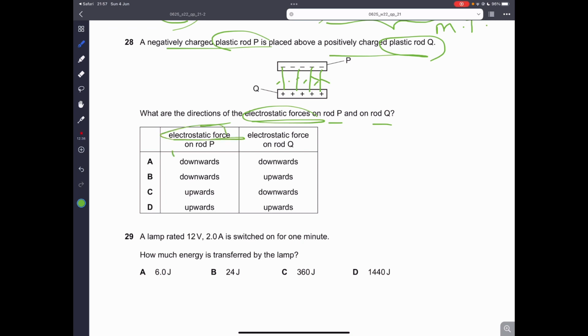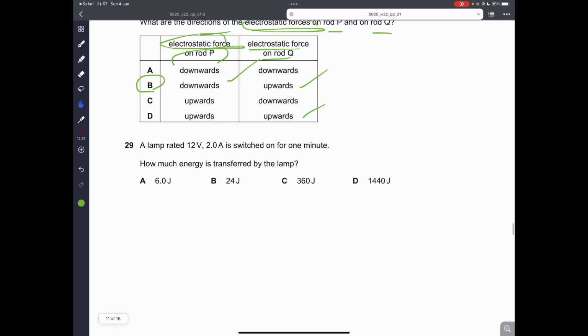And so the electrostatic force on rod Q is going to be upwards, but the electrostatic force on rod P is going to be downwards because they both are going to attract to each other, and therefore B is the correct answer.